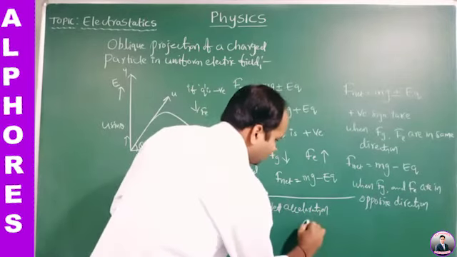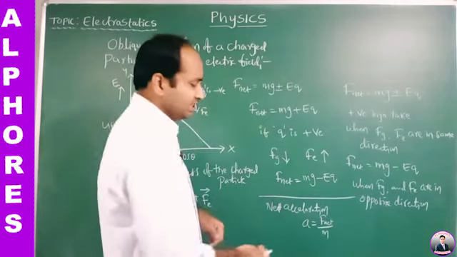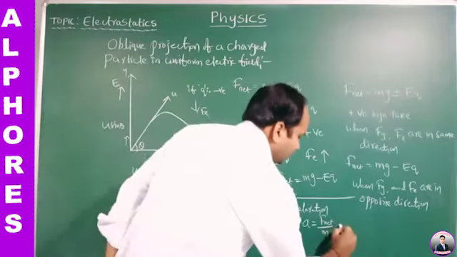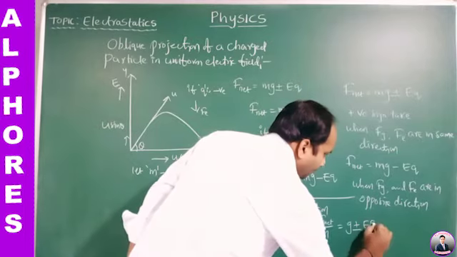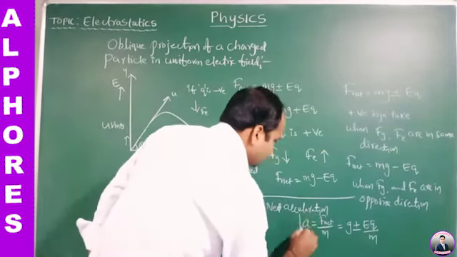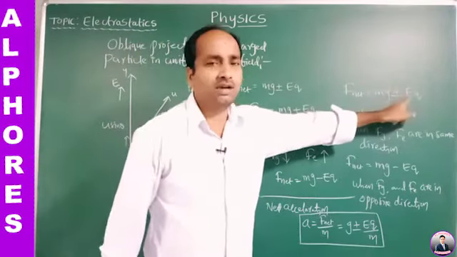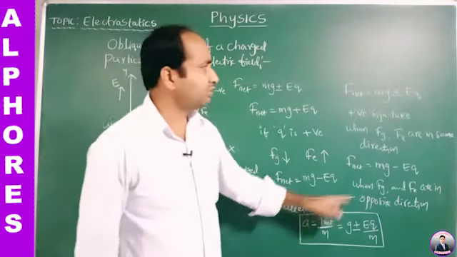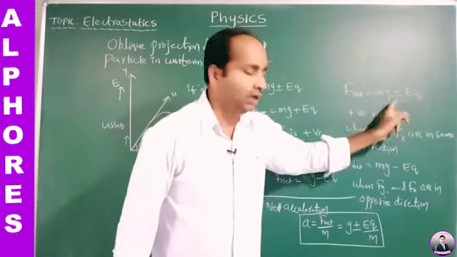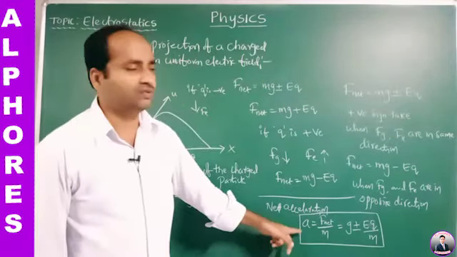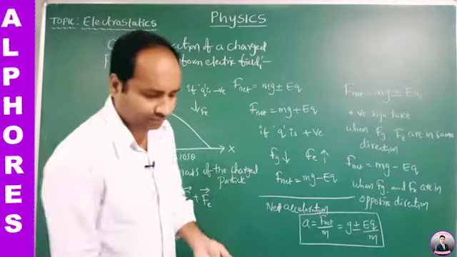Acceleration a is equal to F net by m. Net acceleration is equal to net force by mass, which can be written as g plus or minus Eq by m. Net force is mg plus or minus Eq, so acceleration is F net by m, that is mg plus or minus Eq by m. The m cancels, giving g plus or minus Eq by m. This is the acceleration of the charged particle in the combined electric and gravitational field.